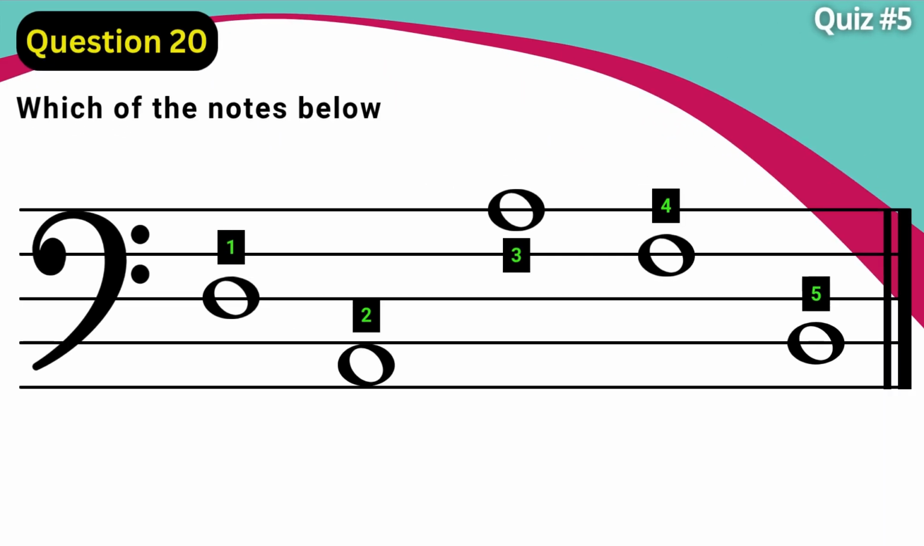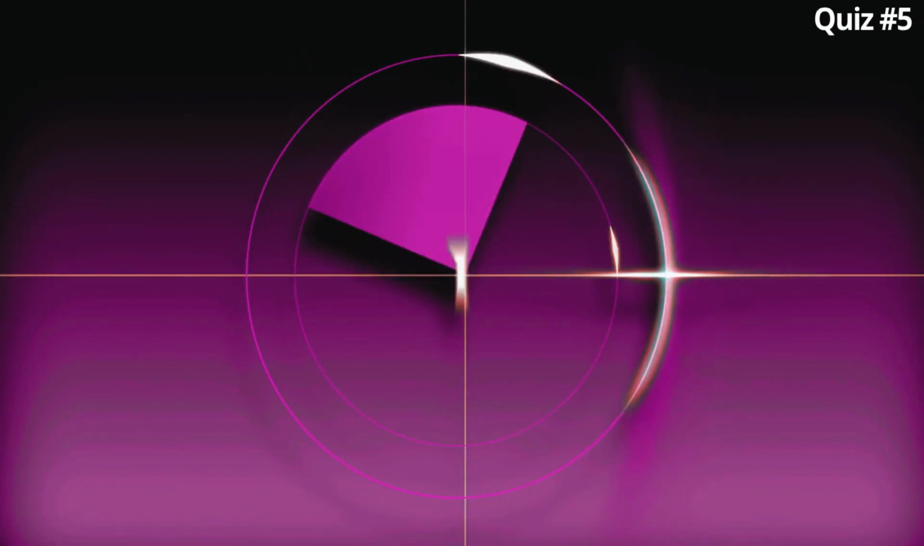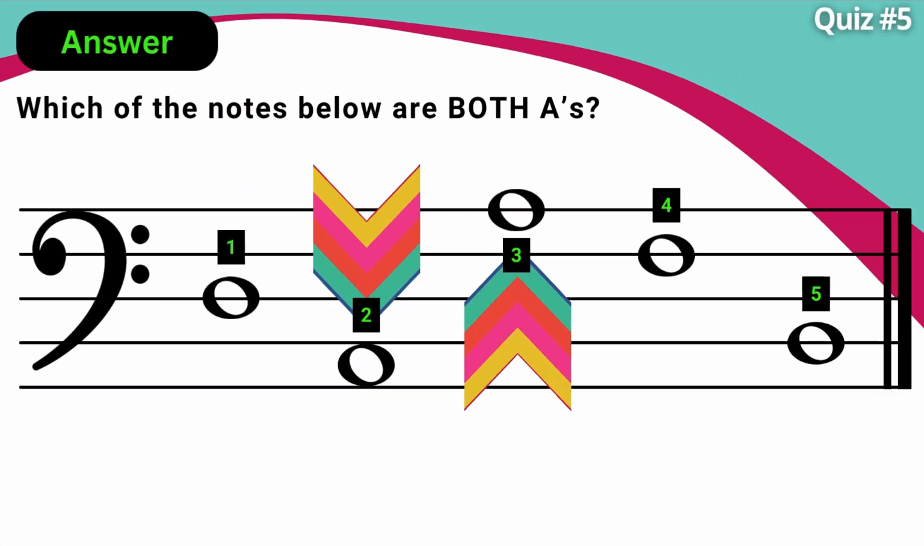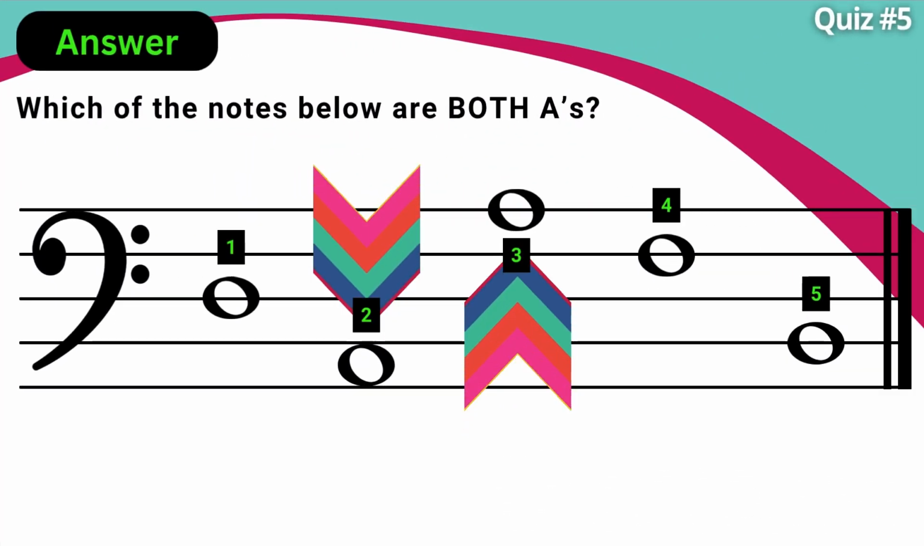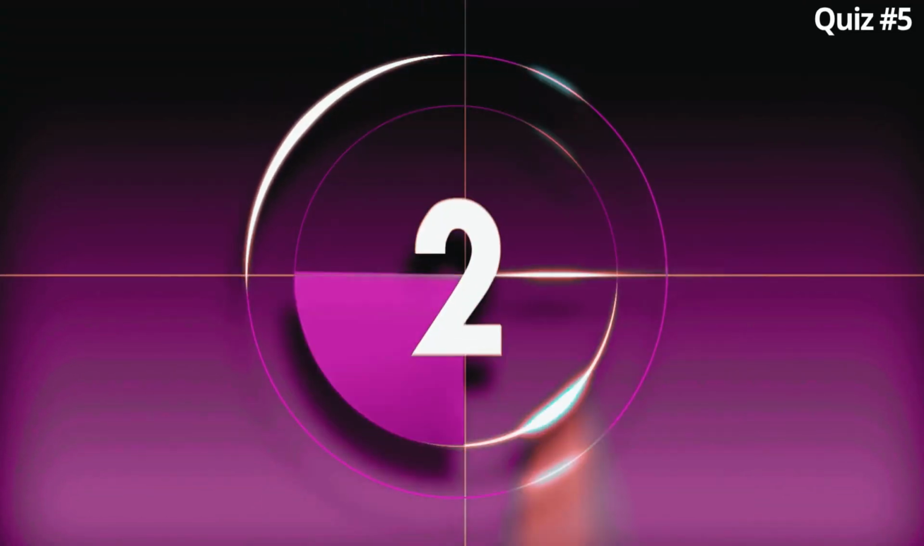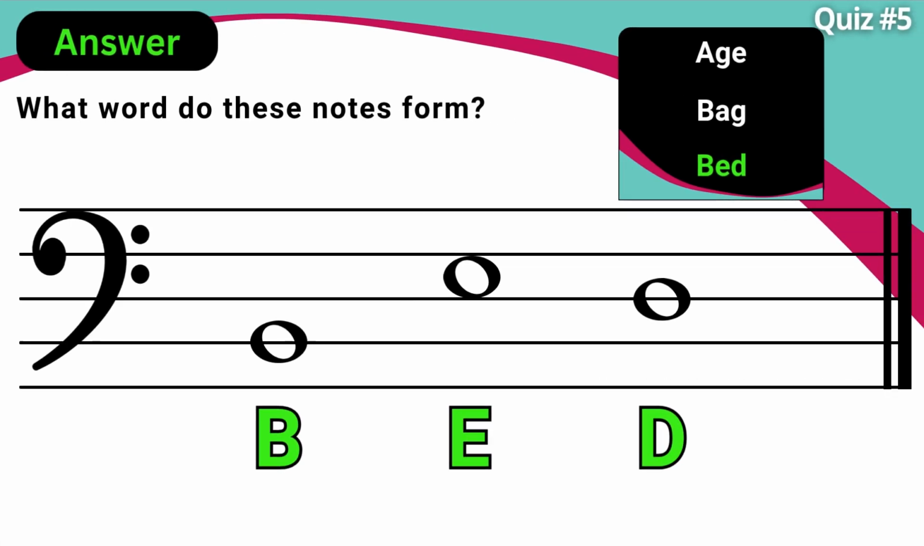Question 20. Which of the notes below are both A's? Number 1, 2, 3, 4, or 5? And the answer is number 2 and 3. Question 21. What word do these notes form? Age, bag, or bed? And the answer is bed.